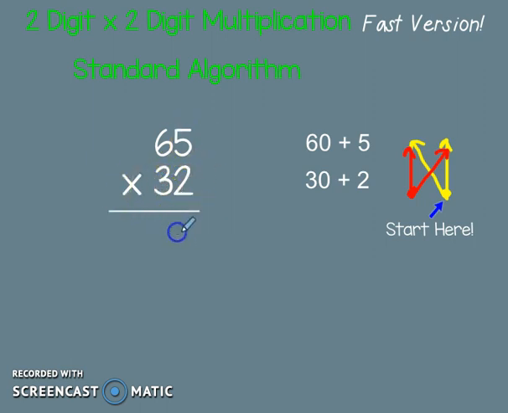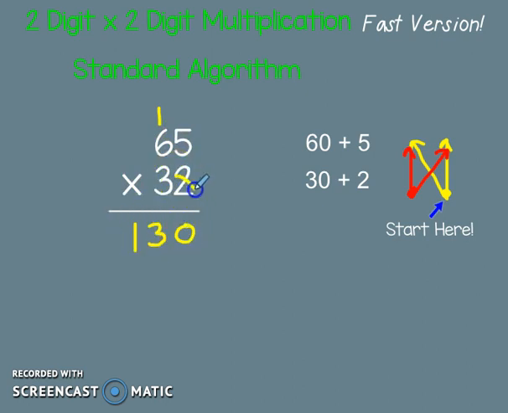2 times 5 is 10. I put my 0 here and I carry my 1 all the way up into the tens column. So we just did this. Now we're going to cross over. 2 times 6 is 12, and then I add this extra 1. So 2 times 6 is 12 plus 1 is 13. So I put my 13 down there. And what I really just said there is that 65 times 2 is 130.